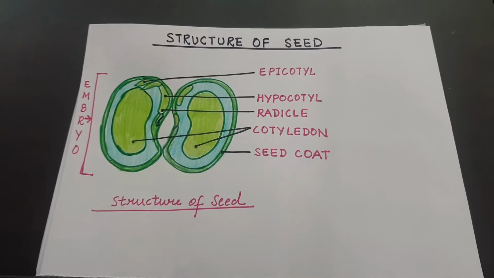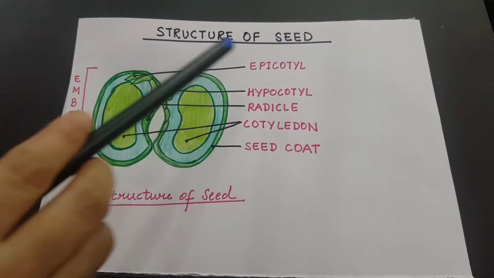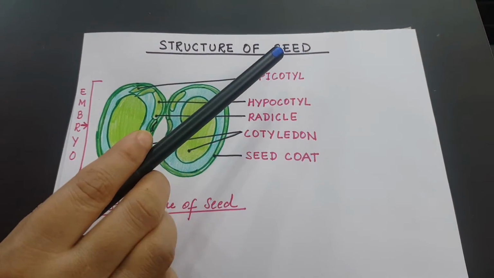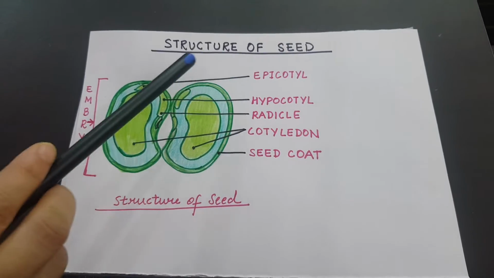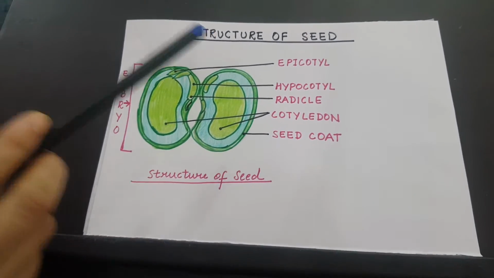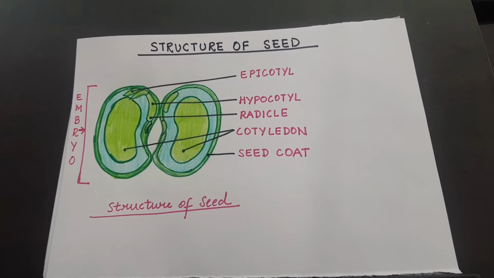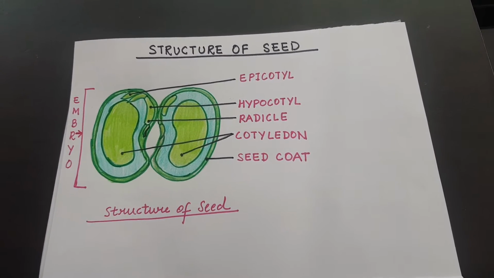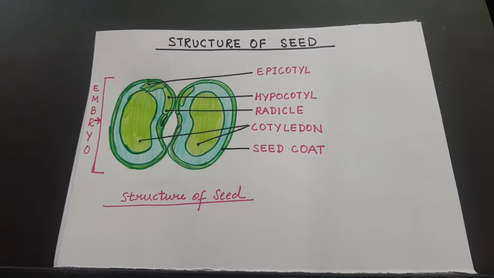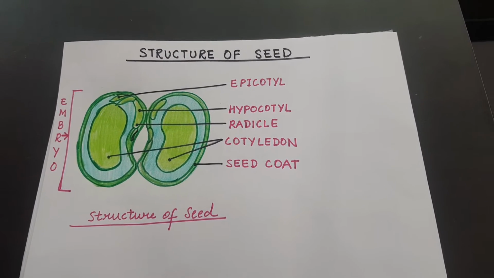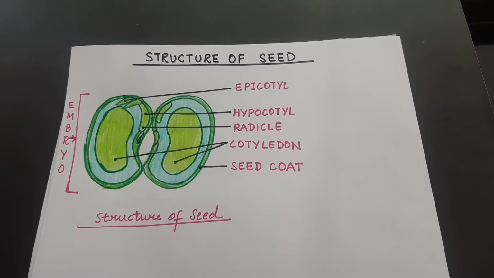Now let us study the structure of seed. A seed is the reproductive unit of a plant which can be used to grow into a new plant. The seed contains a baby plant or embryo and food for the baby plant. Let us know about the parts of a seed.